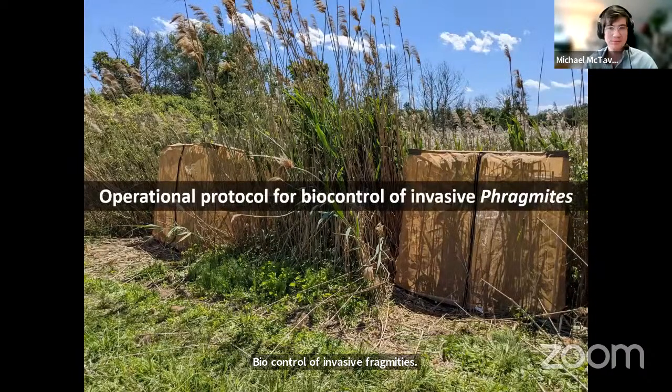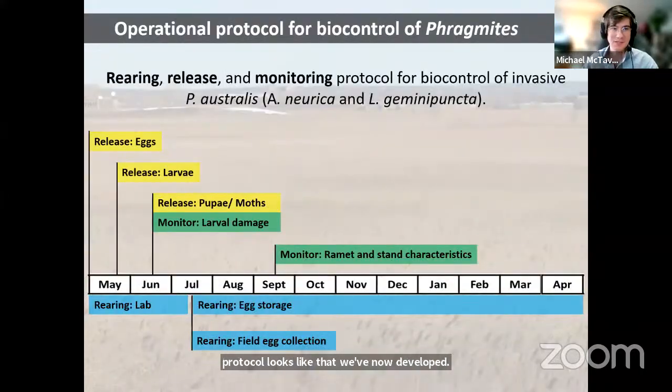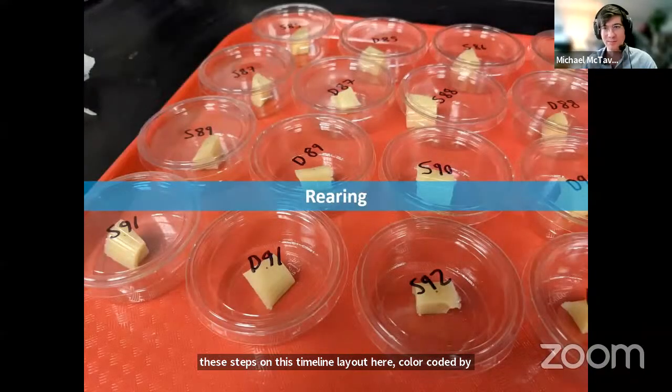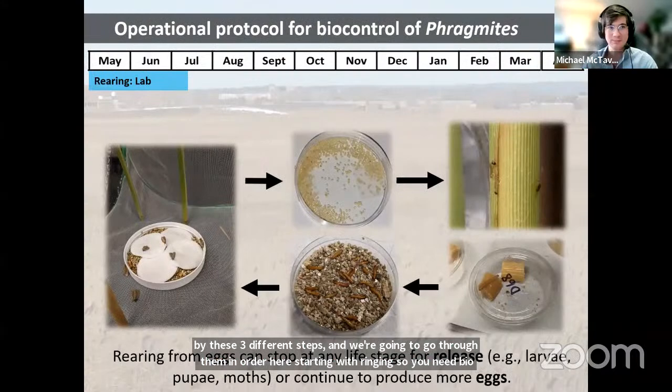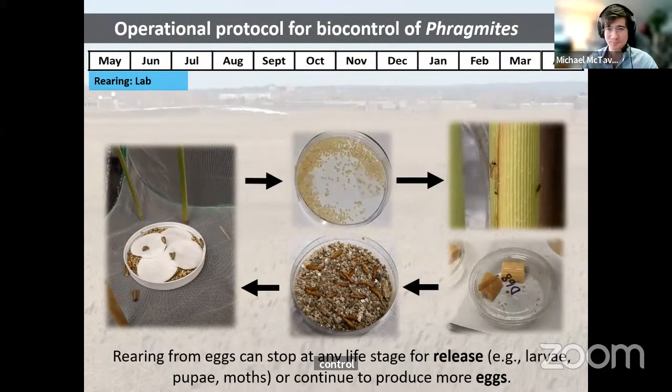So I want to give a bit of a look here of what that protocol looks like that we've now developed. So again, focusing on these stages of rearing, release, and monitoring for these two agents, I've put these steps on this timeline layout here, color-coded by these three different steps, and we're going to go through them in order here. Starting with rearing. So you need biocontrol agents to actually do anything in the first place. Rearing typically begins in the spring, around May, although, as we'll see, you can do this at different times of the year as well.